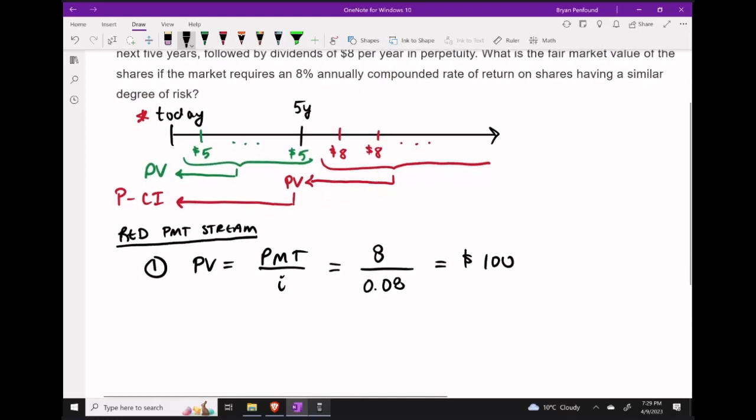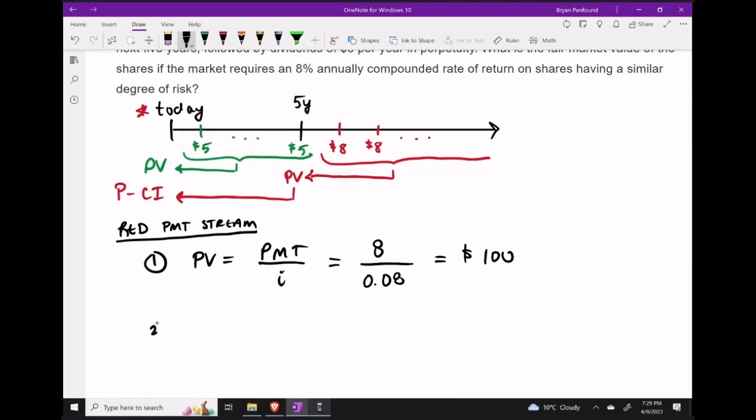And then we need to use the discounting formula, or present value formula, for compound interest. So let's take our $100 that's right now at the 5-year mark, and let's discount it using our annually compounding rate, so 1 plus 0.08. And we need to discount this by 5 years. Doing that gives a fair market value today of the red payment stream to be $68.06.